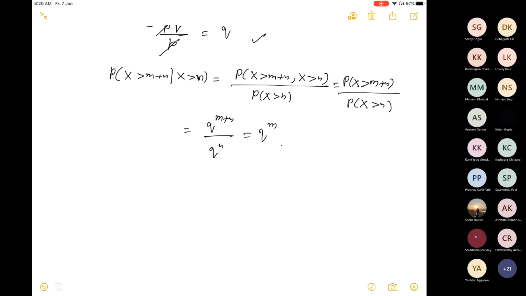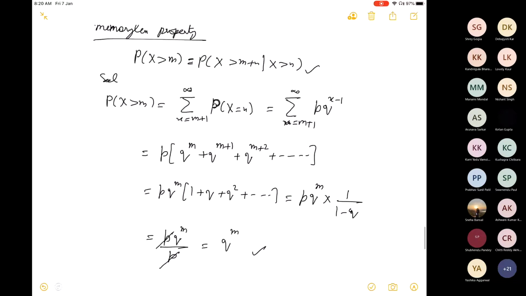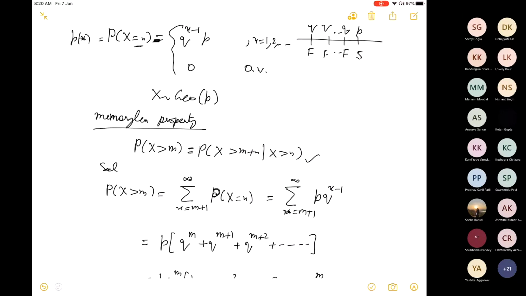Sir, why is this property called memoryless? Because it basically forgets its past. X is greater than n, given that it survived n units of time, it will survive an additional m units of time is the same as that of a new unit. A unit which has already been used for n units of time and additionally lives m units of time will behave as a new unit. That's why it is known as the memoryless property.